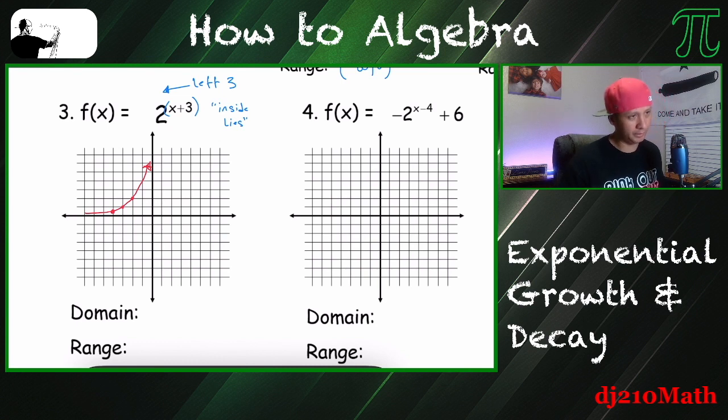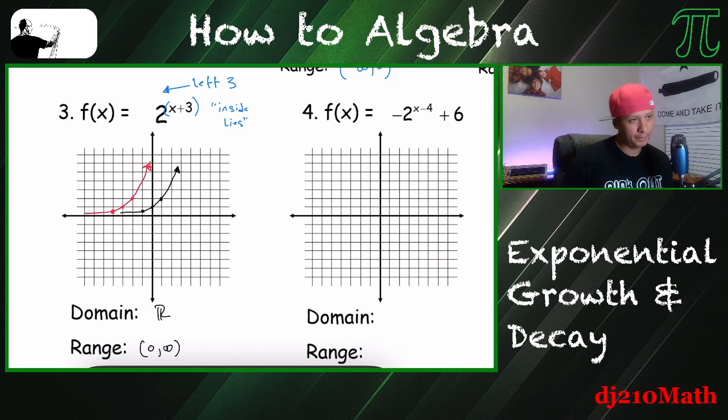Here it's worth noting that, let me draw the parent function next to it so you can get an idea. All right, so here's the parent function in black. Translation is in red. So it shifts left. Domain is all real numbers. The range is always 0 to positive infinity.